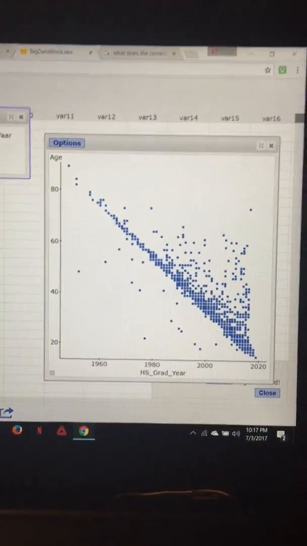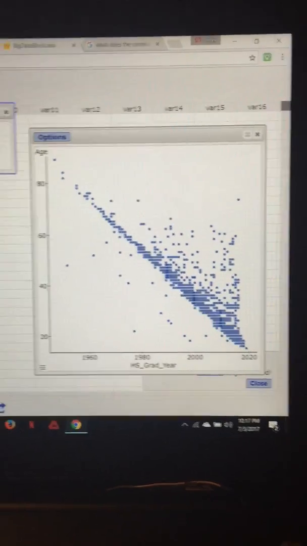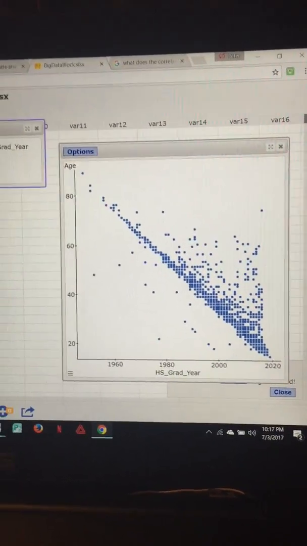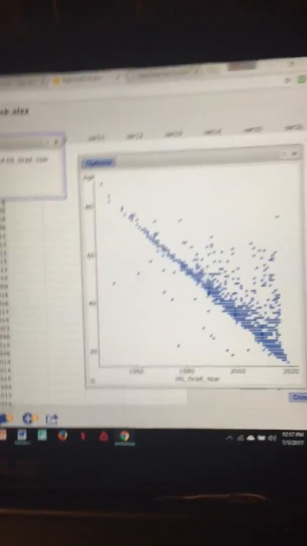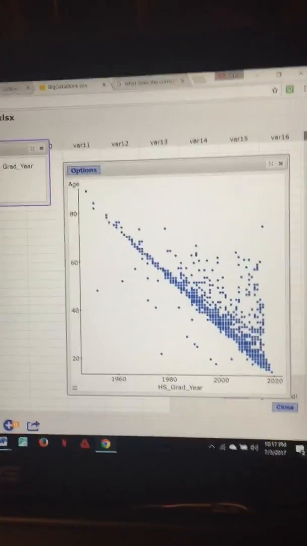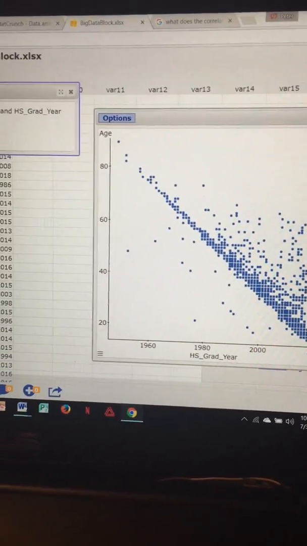0.934, which means they're pretty highly correlated, which also means that they're very dependent on each other. The two variables, the high school grad year and age, are dependent on their negative slope, their correlation there.